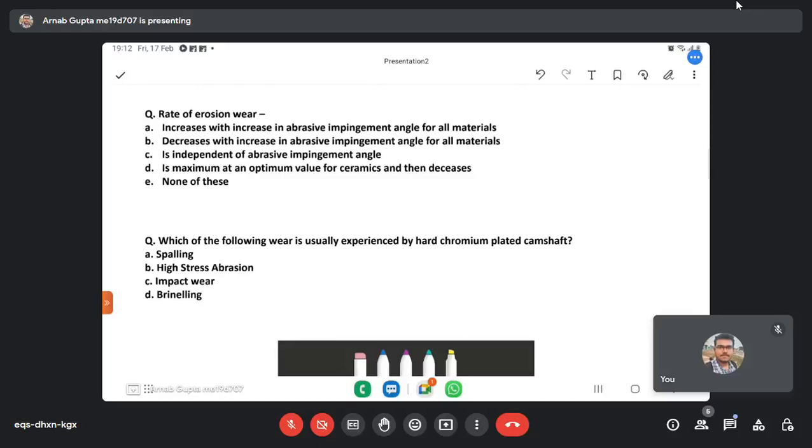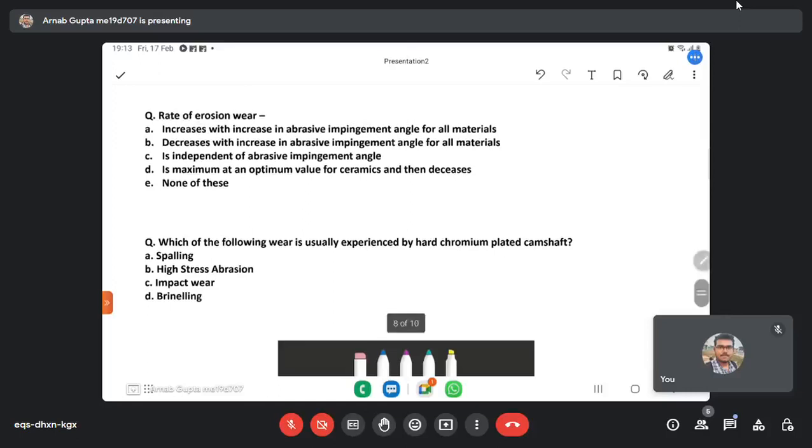So I'm expecting some answers from you also. So what is the wear mechanism in case of erosion wear?